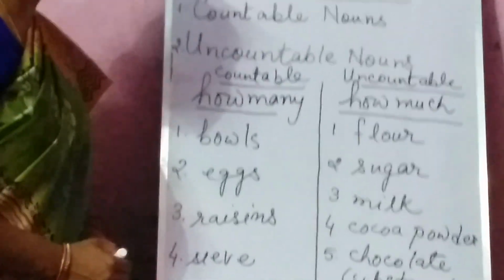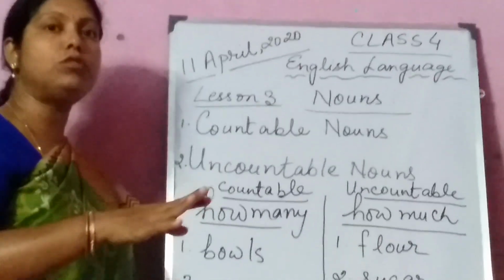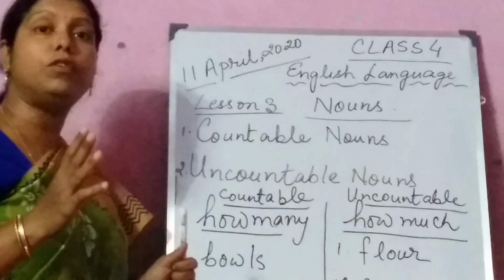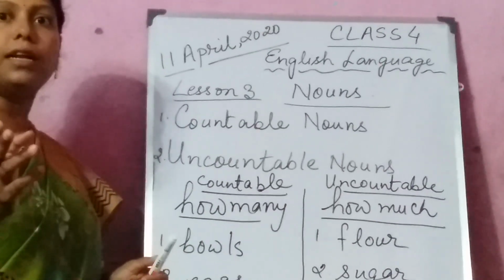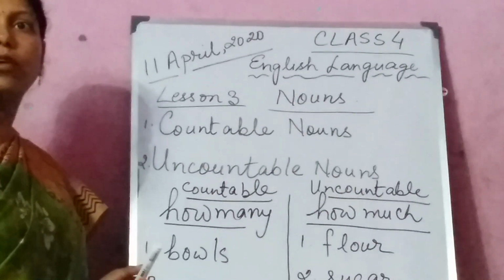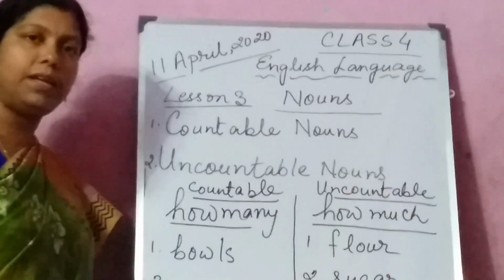I hope, children, you have understood what countable nouns are: the nouns that we can count. And the nouns that we cannot count are uncountable nouns. Please go through this.